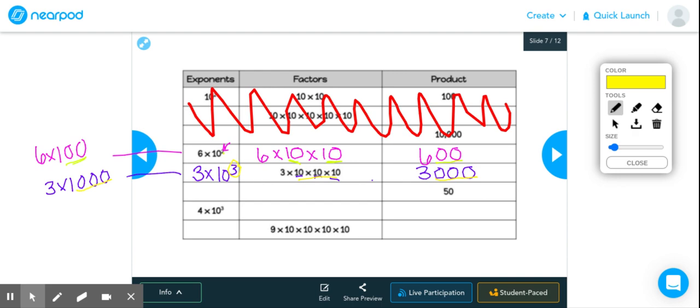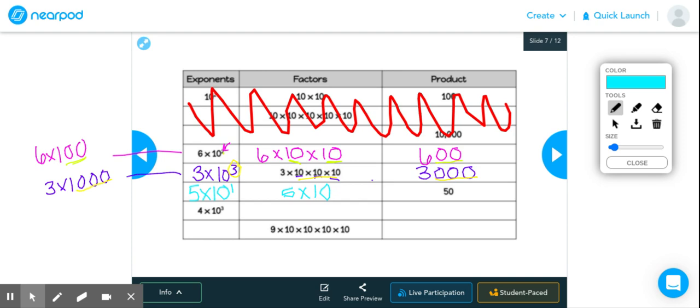Take a look at the next one. All right, in this one, they only give us a 50. Well, here, with that 50, since I only have 1 zero, that means I'm only going to have 1 ten, so it's 5 times 10. And then using it with exponents, since I'm only using 1 ten, it would be 5 times 10 to the first power.